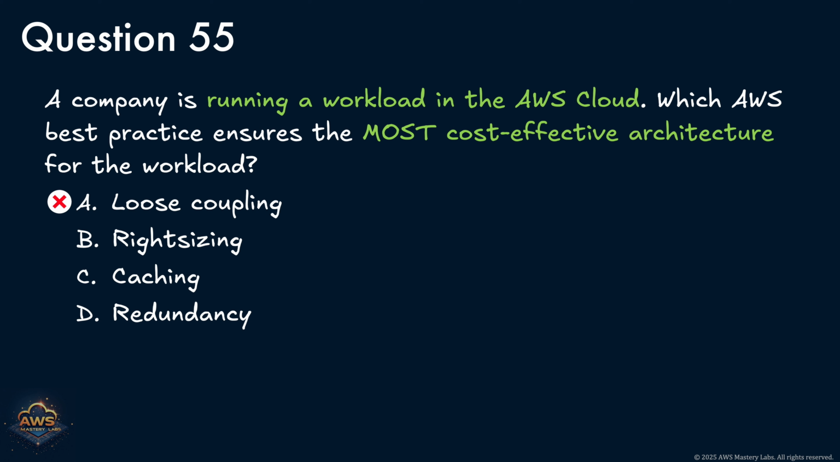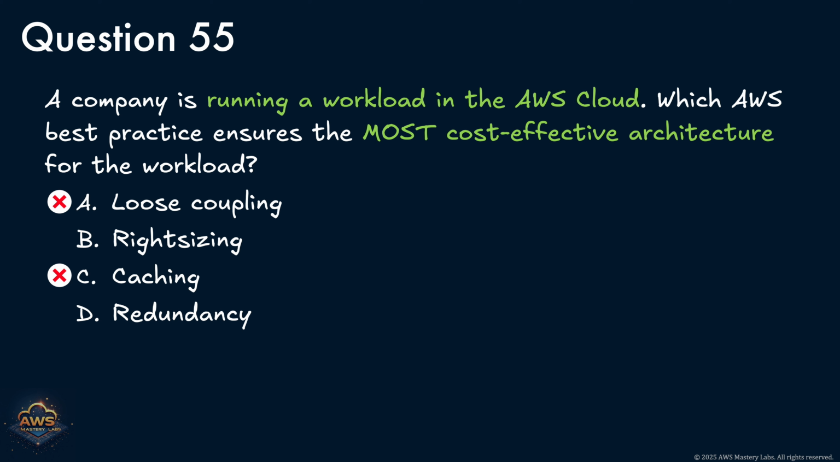Option A, loose coupling. Loose coupling is a cornerstone of modern cloud-native design. It enhances modularity, scalability, and maintainability by allowing services to operate independently. This can indirectly improve long-term agility and reduce technical debt, but it doesn't directly impact operational cost in a measurable, short-term way. It's more about architectural flexibility than cost savings. Incorrect, because loose coupling improves design robustness, not direct cost efficiency.